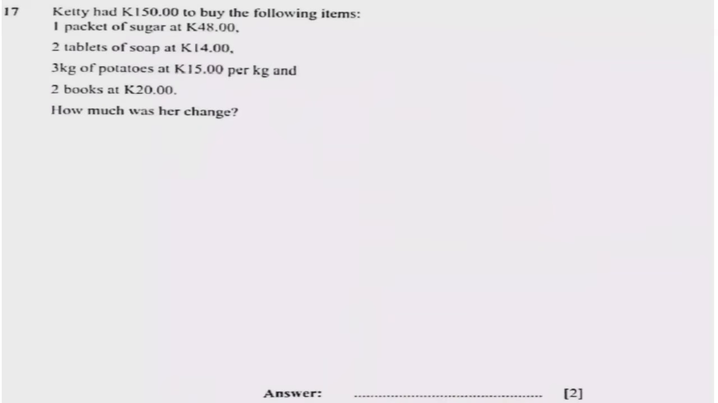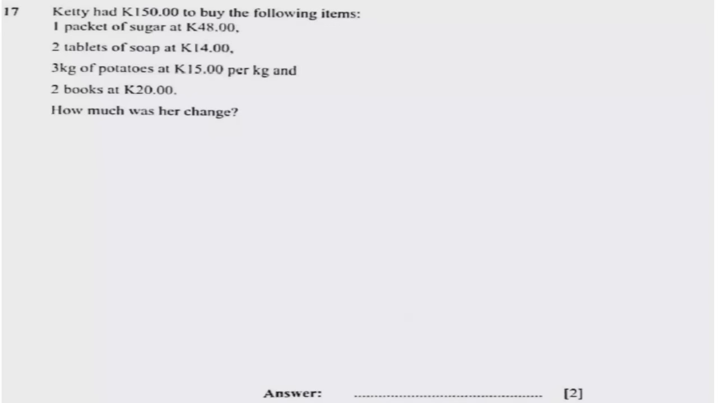Question 17 is as follows. Katie had 150 kwacha to buy the following items. 1 packet of sugar at 48 kwacha, 2 tablets of soap at 14 kwacha, 3 kg of potatoes at 15 kwacha per kg, and 2 books at 20 kwacha. How much was her change?